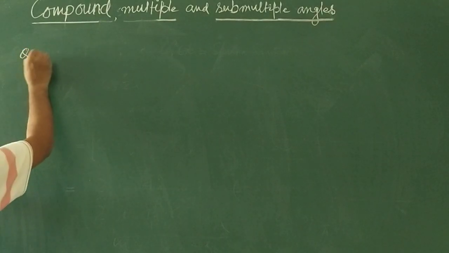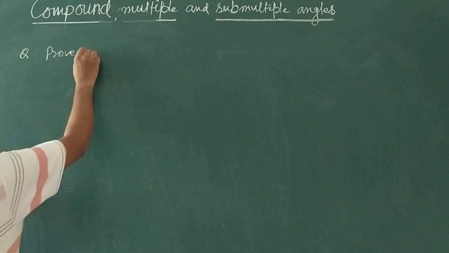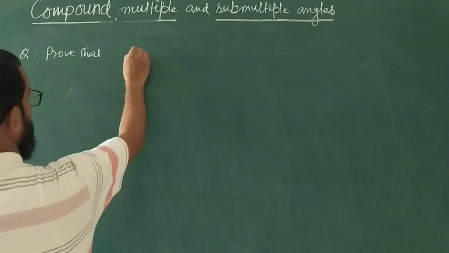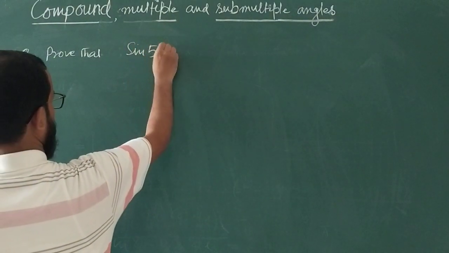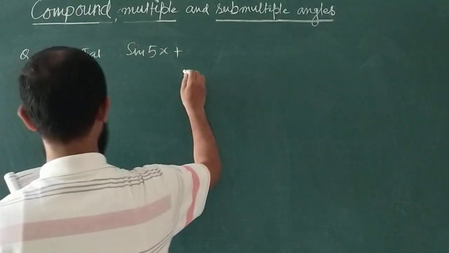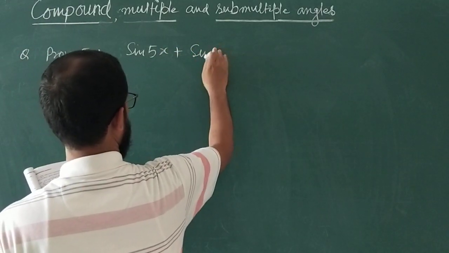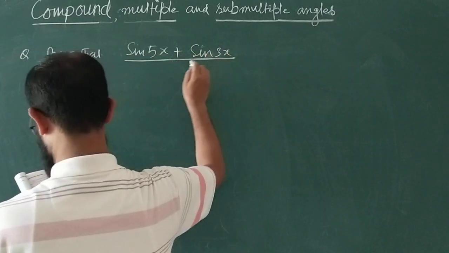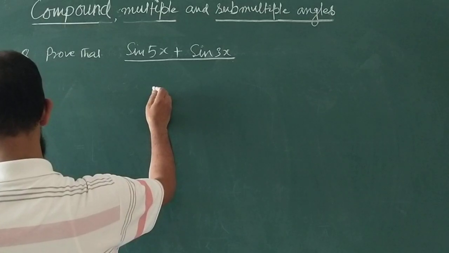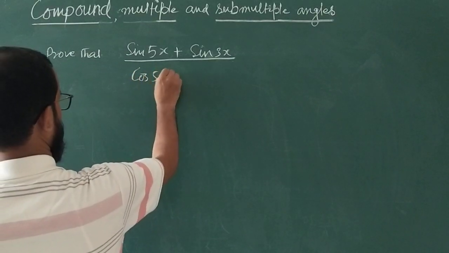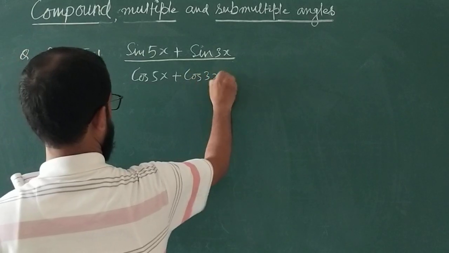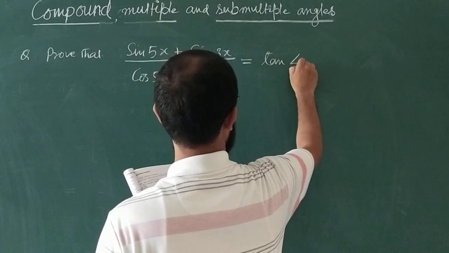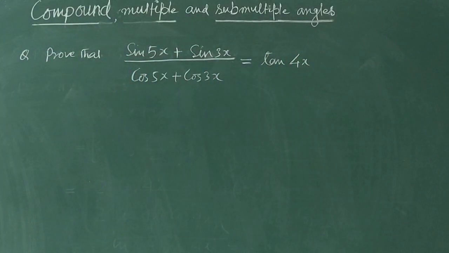Question is, prove that (sin 5x plus sin 3x) divided by (cos 5x plus cos 3x) is equal to tan 4x. This is the question you are going to prove.